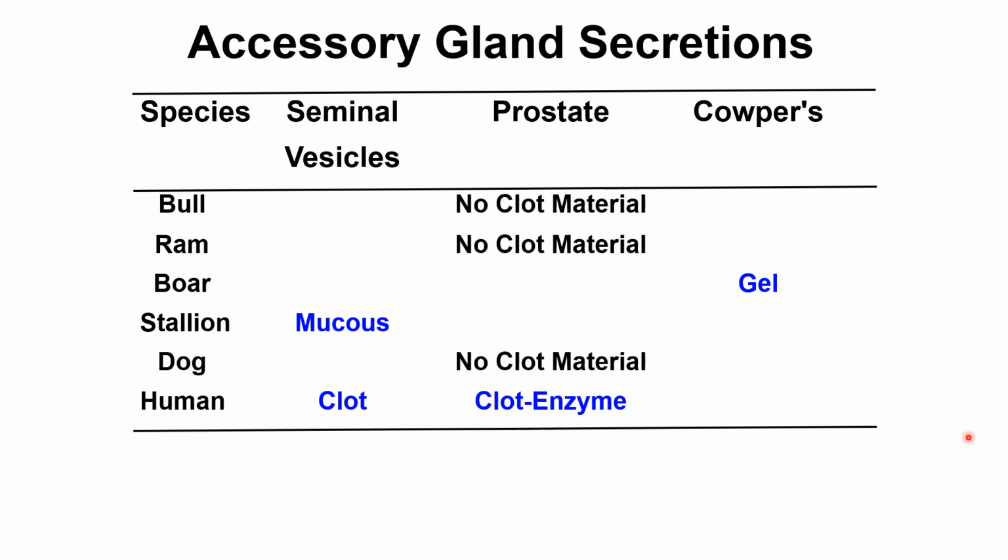In humans, there is a clot that comes from the seminal vesicles. There is also an enzyme from the prostate that converts it into a solidified mass. In humans, the ejaculate clots after ejaculation and then spontaneously liquefies about 30 minutes later. There are other species where the clot does not liquefy. Examples of this are the rodents and the llamas.